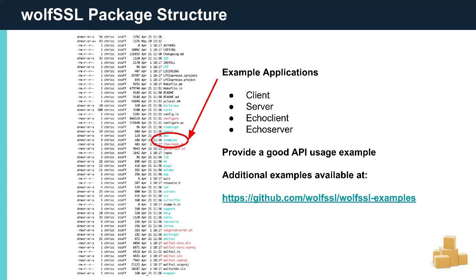There's an examples directory. This is a good place to start for seeing how wolfSSL applications can be written, and it can also provide one source of reference for API usage. We have an example client, server, echo client, and echo server in this directory. We also have some additional, smaller examples, per feature or function, in our wolfSSL-examples repository. I've linked that here for you under our wolfSSL GitHub account.